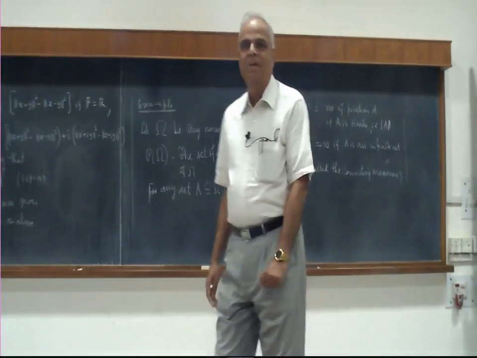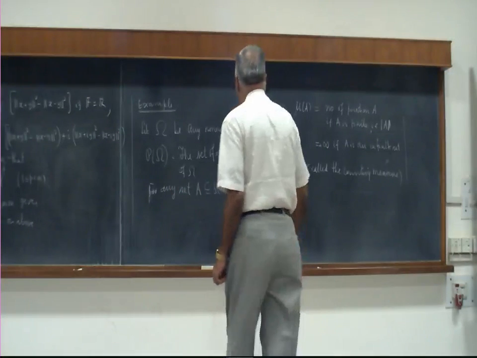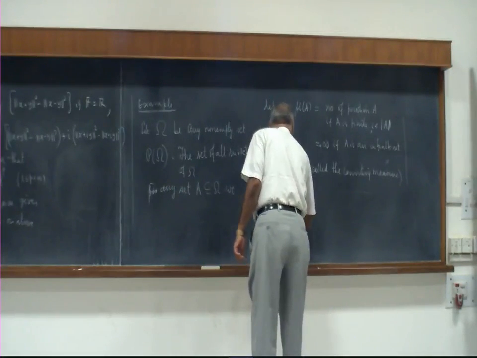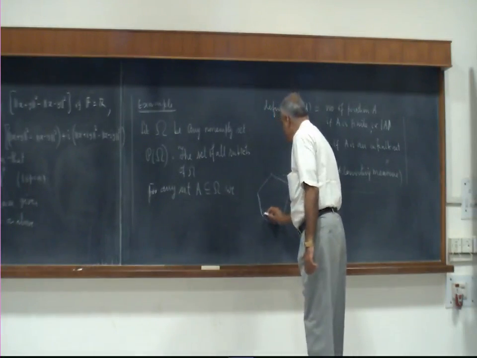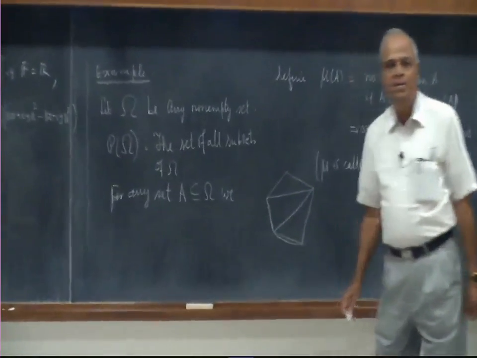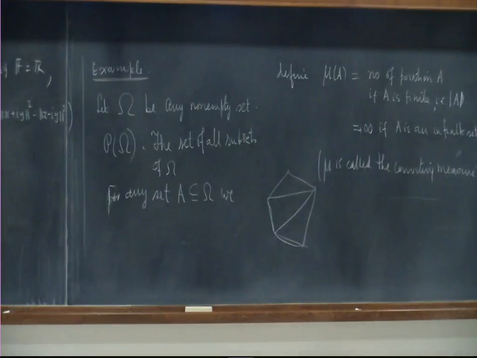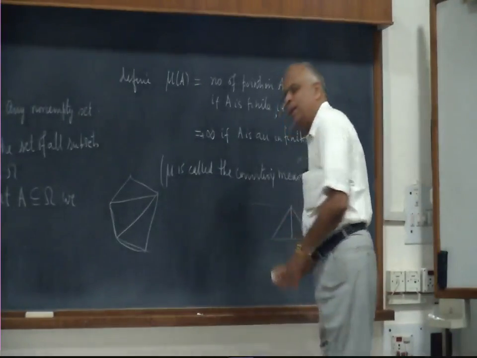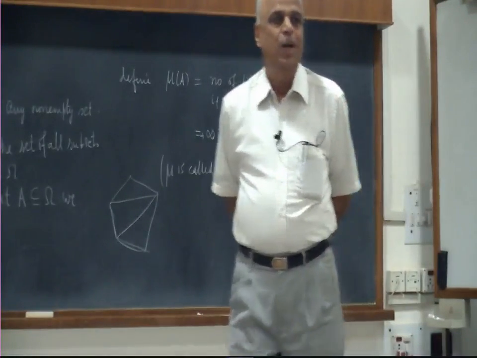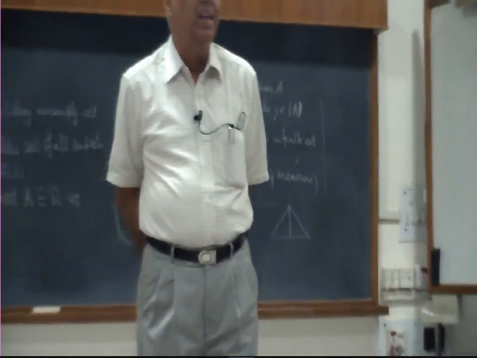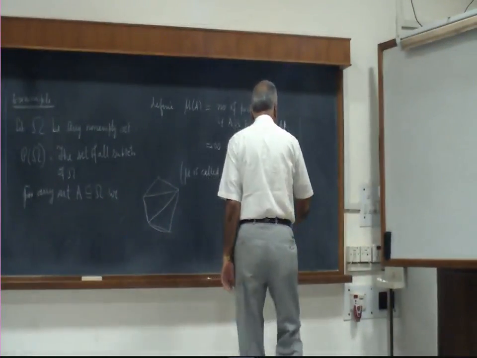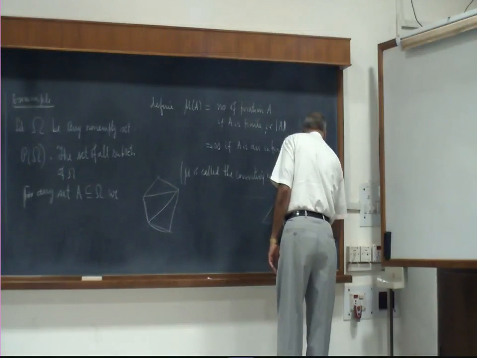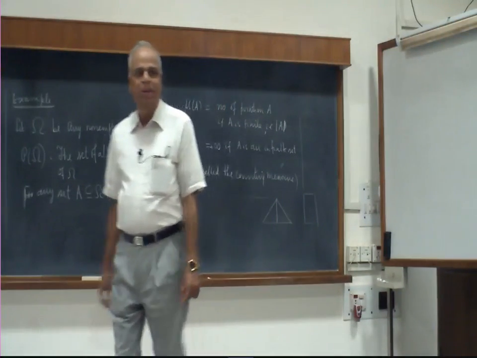Once you have rectilinear boundaries, we know how to calculate the area, because the moment you have a polygon, we can always divide it into triangles and calculate the area of each triangle. How do I calculate the area of a triangle? I divide it into two right angle triangles. How do I calculate the area of a right angle triangle? It is half of a rectangle. And how do I calculate the area of a rectangle?